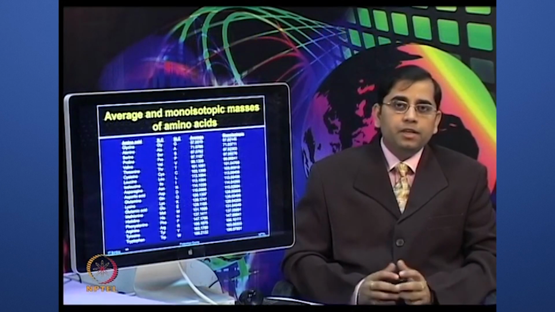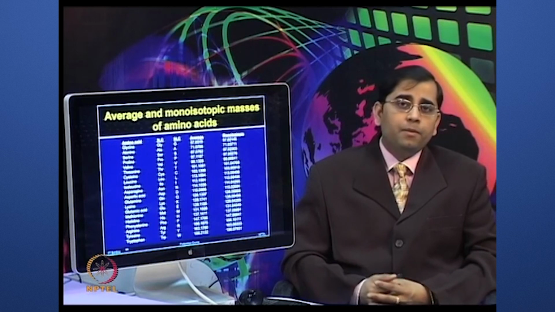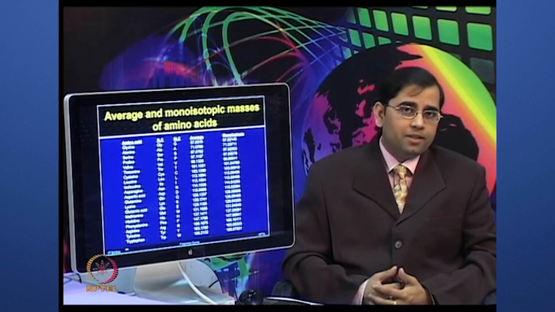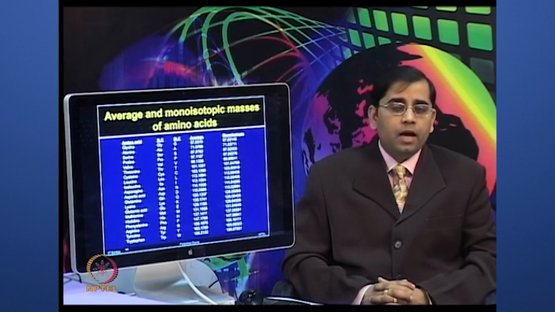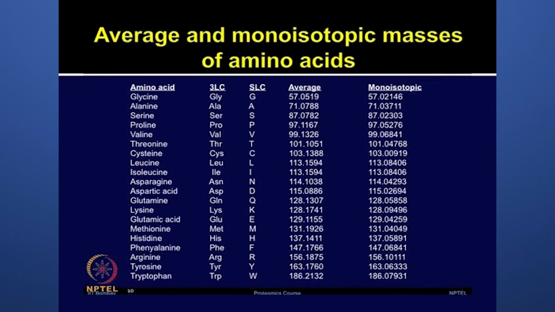Now, during the initial part, we are trying to cover some of the basic terminology and basic concepts involved in mass spectrometry. So, let us talk about what is average and monoisotopic mass of amino acids. I have shown you a table here which shows amino acids, three letter codes, single letter codes, and the average and monoisotopic masses. You can use this for your reference later on, for data analysis and calculations.